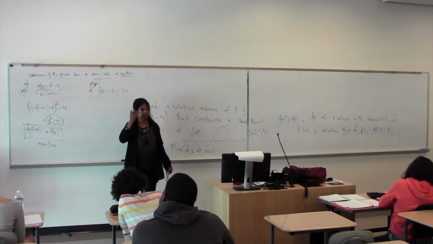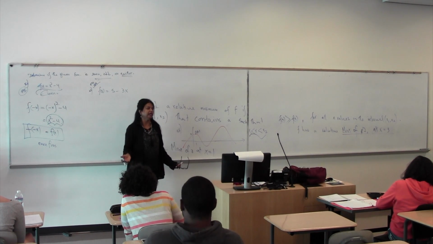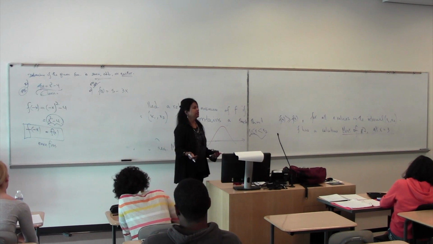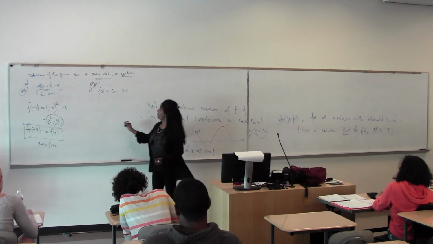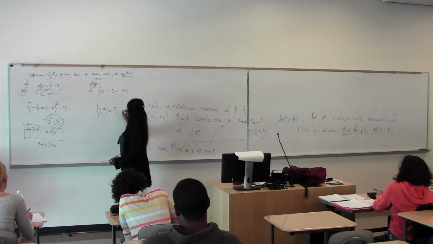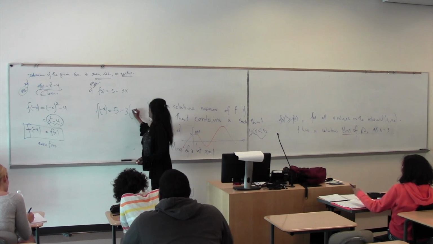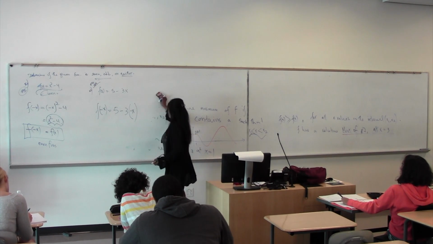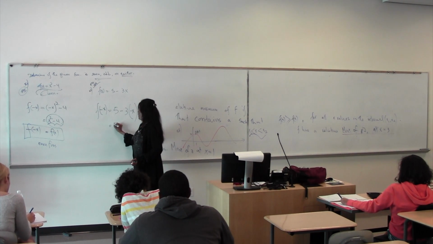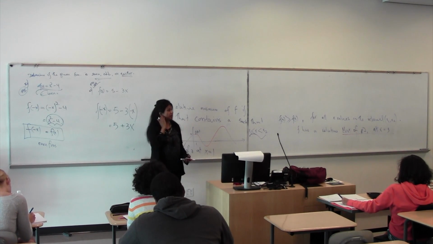What are we checking? Odd, even, or neither, right? How are we going to check odd, even, or neither? Algebraically. Plug in negative x and evaluate the function. F of negative x equal to 5 minus 3 times, what is here? Negative x. Right? When we do this, what do you get? 5 plus 3x. Right, guys?